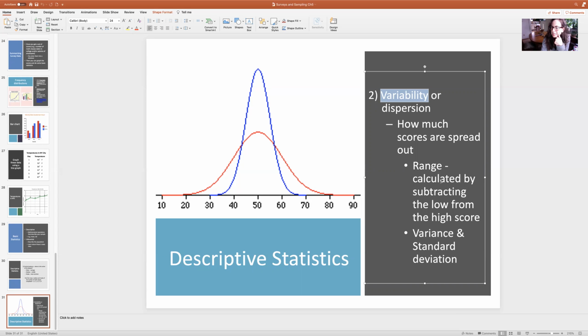And so the range is one that you know. So you could say, my mean age was 25 years old with a range of 20 to 30. So the lowest age you collected was a 20, the highest age you collected from your participants was a 30. And in that case, the range would be 10, right? Because you subtract the low from the high. Variance and standard deviation, we're not going to do the calculation, but it does the same kind of thing. It tells you how much the scores are spread out from that middle.